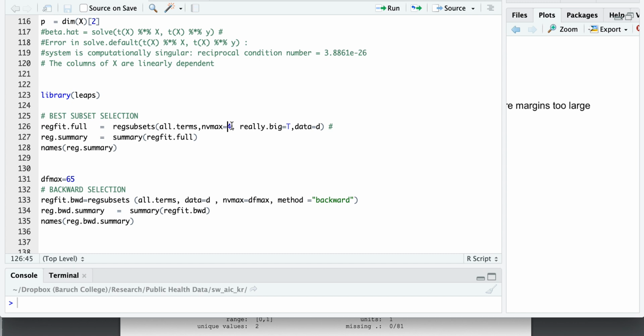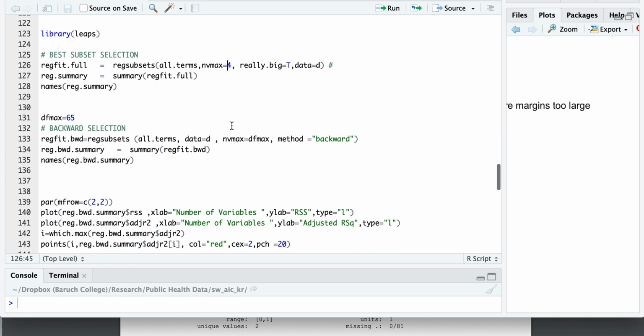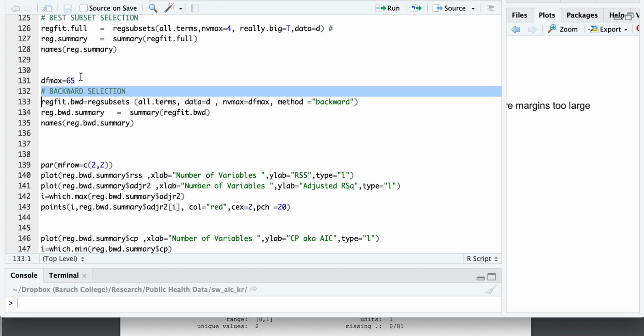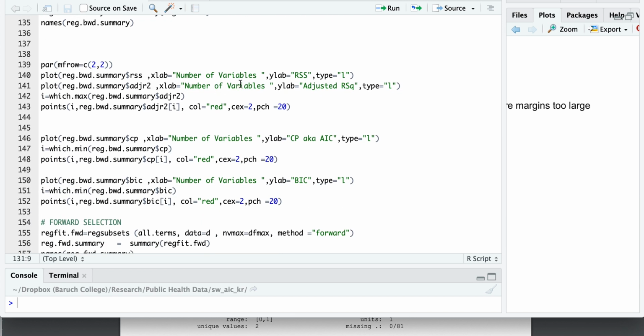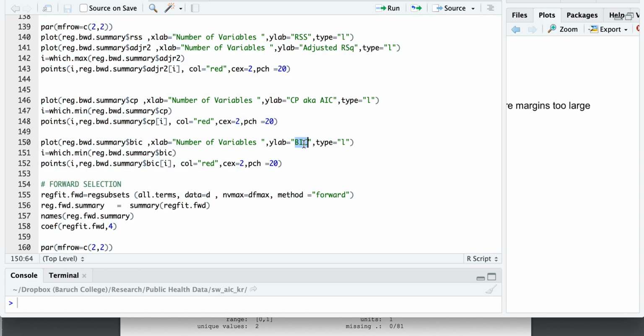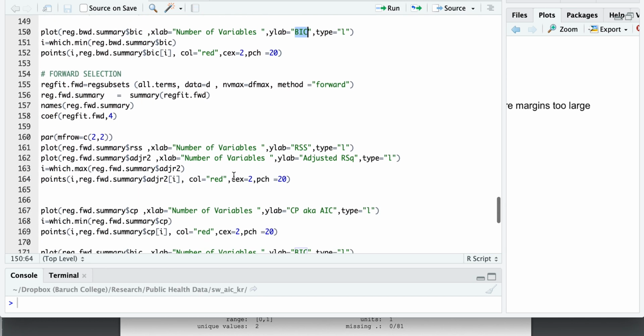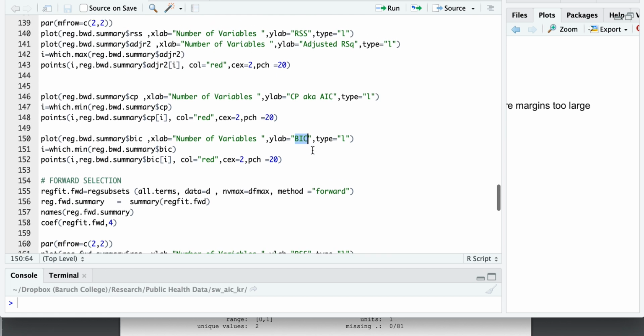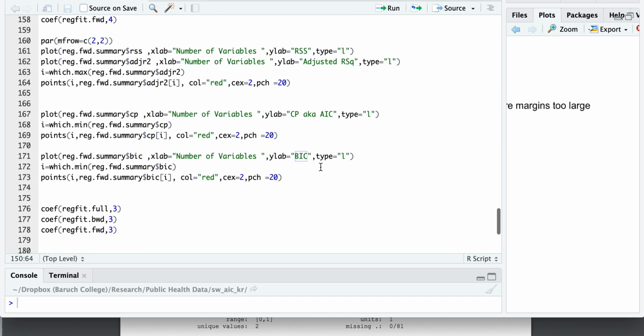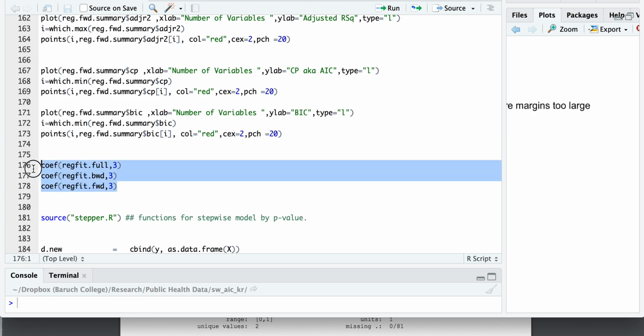It will take forever. Not forever, but a long time. But even for 4, we can look at the best 4 variable models. Then we do backward selection with up to 65 variables. We look at the residual sum of squares, the CP, okay, the BIC, and then we do forward, and then we look at the residual sum of squares, adjusted R-square, CP, BIC, and then we compare the coefficients.